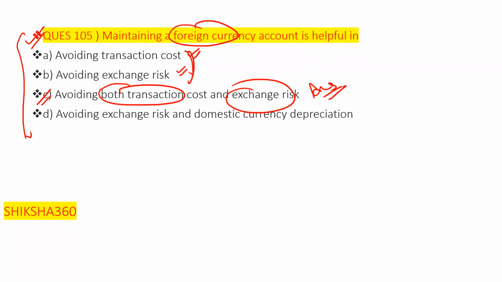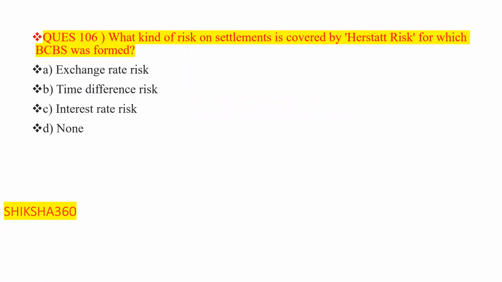Now move to the last question of today's discussion, question number 106. What kind of risk on settlement is covered by the Herstat risk, for which BCBS was formed? First one is the exchange rate risk. Second one is the time difference risk. Third one is the interest rate risk. Fourth one is none.